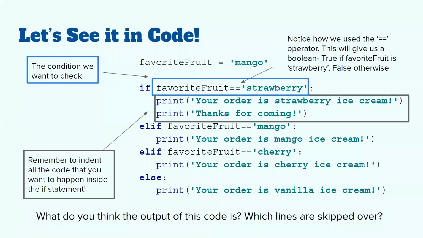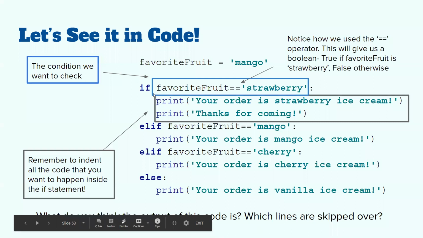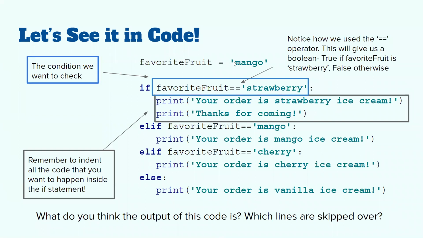So let's see it in code. I will go into PyCharm after this quick example. So we have favorite fruit has a string value of mango because they're quotes, remember? So we can check if favorite fruit is equal to strawberry. So this is where our conditional statements come up, or logical operators. So this will give us a Boolean.